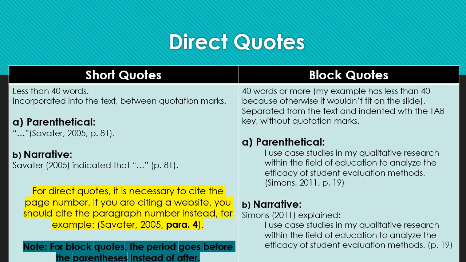So it could be a parenthetical citation, in which case I haven't mentioned the author's name in the text of my essay, or I could mention the author, as in the example below, and say, Simons, put the year directly after the last name, explained, and then here's my block quote separated from the text with the tab key, and at the very end, a period, and then since I've already mentioned the author's name and the year, after the period, all I put in parentheses is the page number.